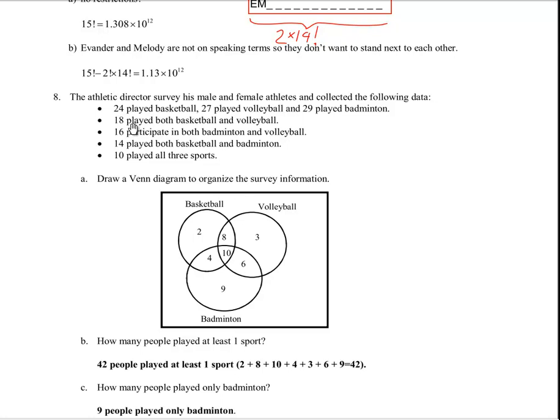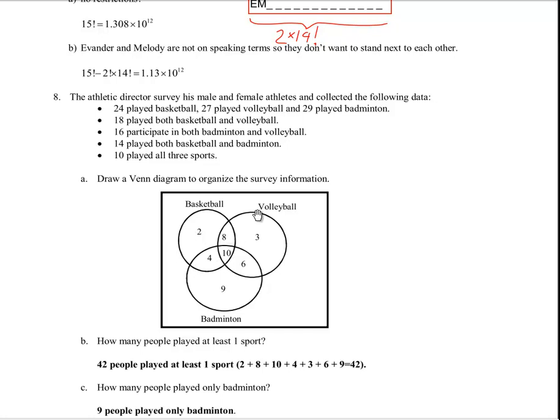And next we have 18 that played both basketball and volleyball. So 18 in this oval here, already got 10 here, so I only need to put 8 there to make the 18 altogether. Now it says 24 played basketball. So 24 in this oval altogether. We've already got 10, 4, and 8 in these 3, so that's 22. We want 24 in this altogether, so I put a 2 right there to make 24.